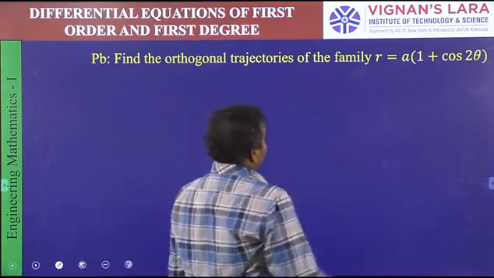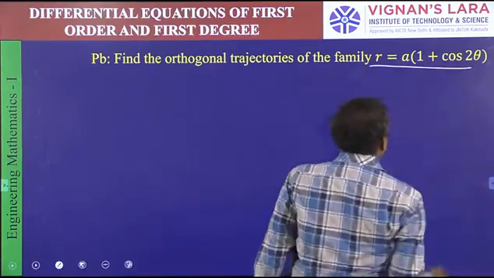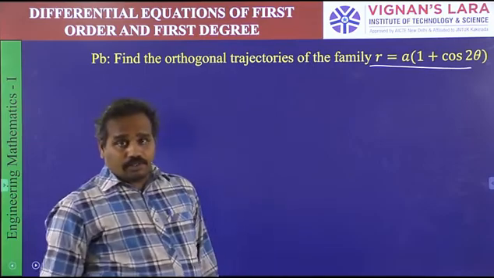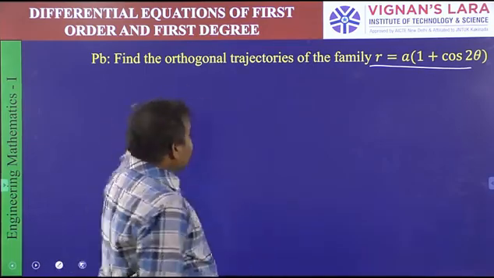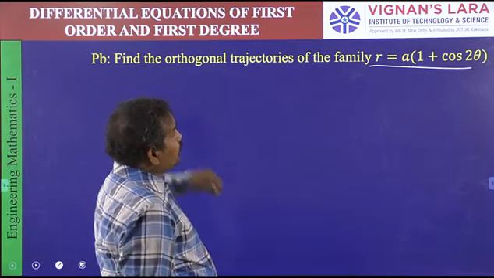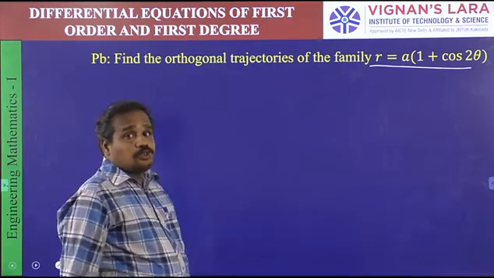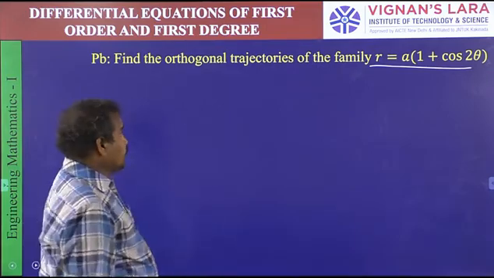Now here, I am going through one more problem. This is the last problem related to the polar form. So see this: find the orthogonal trajectories of the family r is equal to a into 1 plus cos 2 theta.